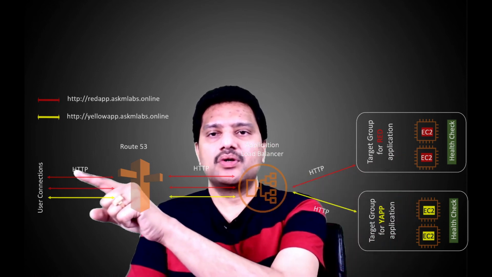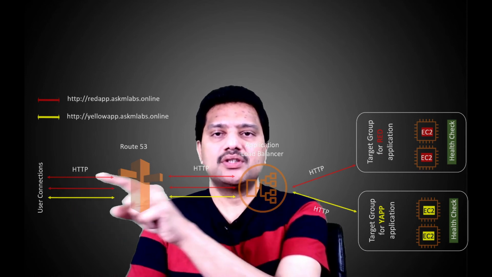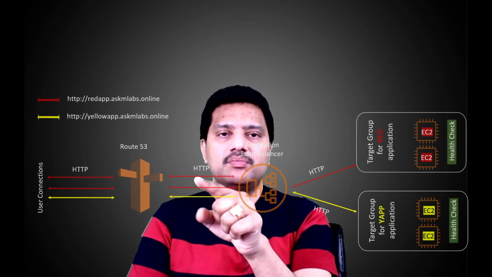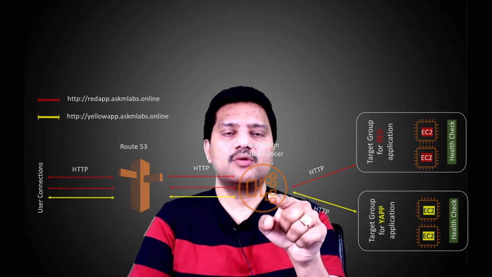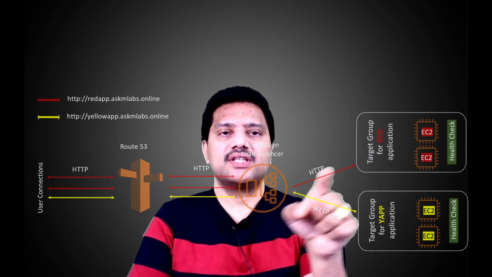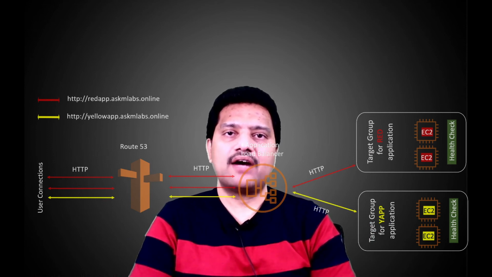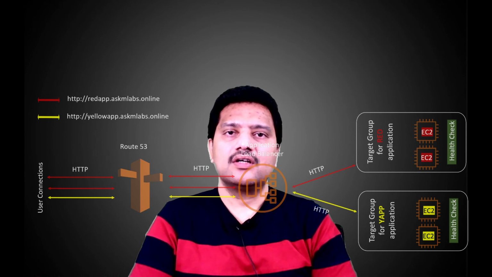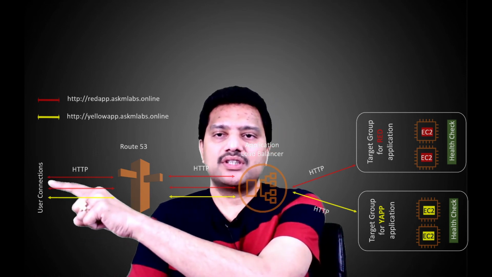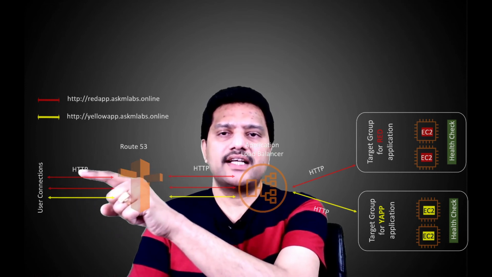If you see the protocol here, it is HTTP from the end user to Route 53, and again from Route 53 it is HTTP to forward requests to the load balancer, and again HTTP. So, the complete path is using HTTP, which is unsecured. At least we have to secure the connection as long as the connection is on the internet. So, the connection that originates from the end user to Route 53, it should be HTTPS.